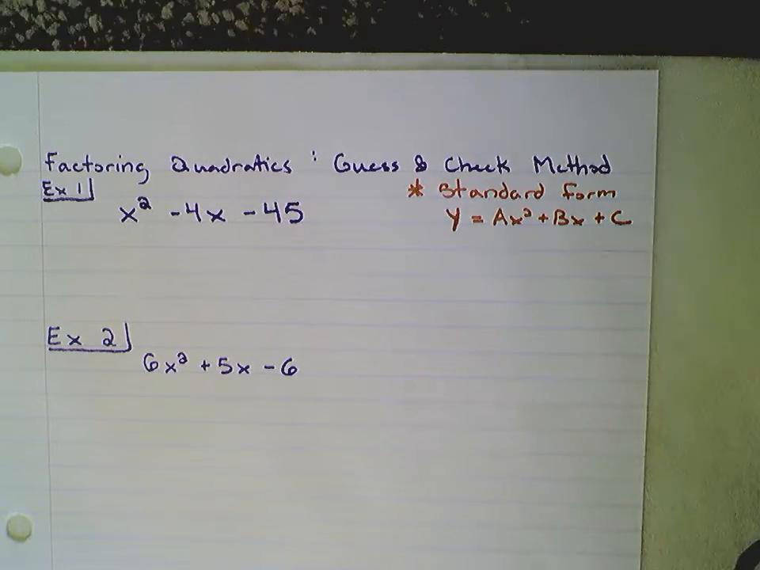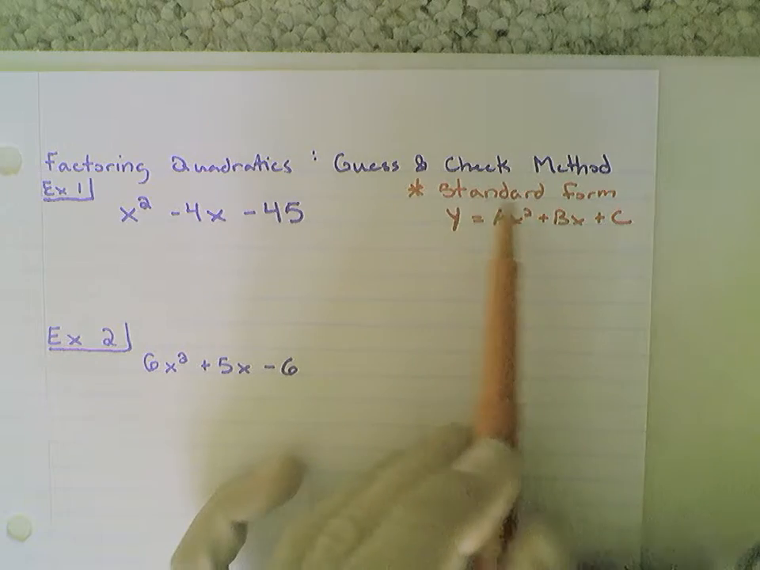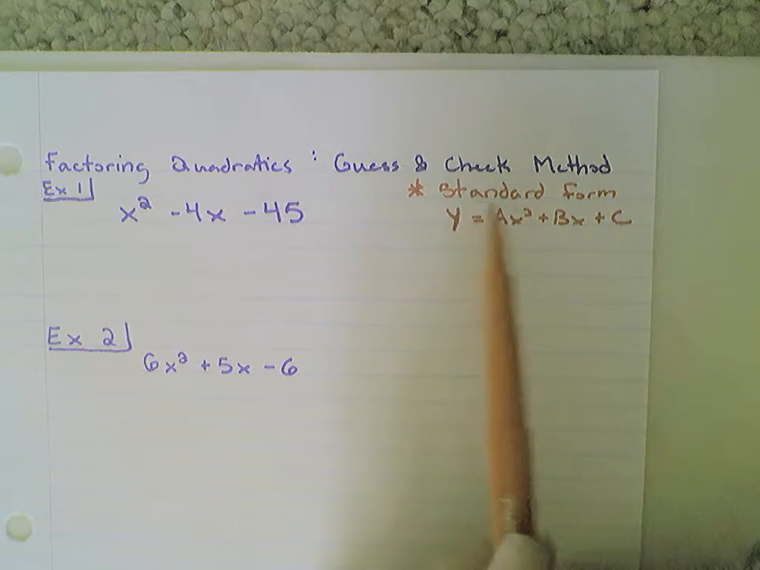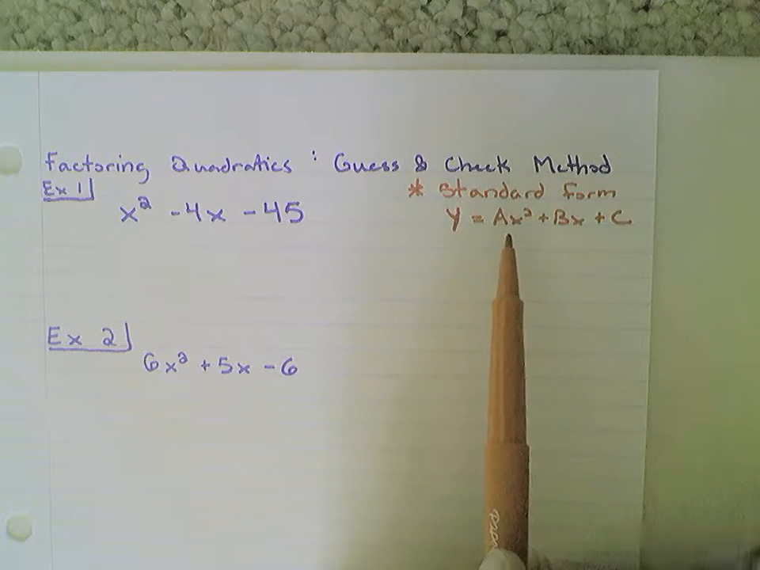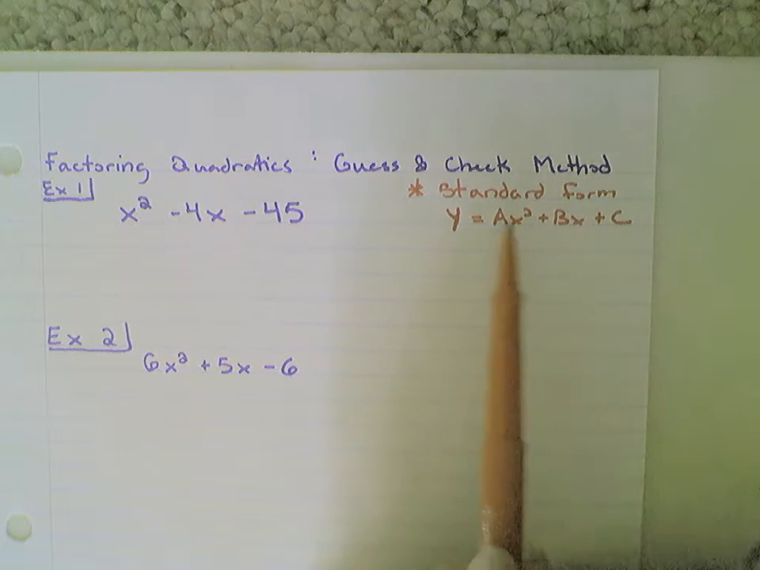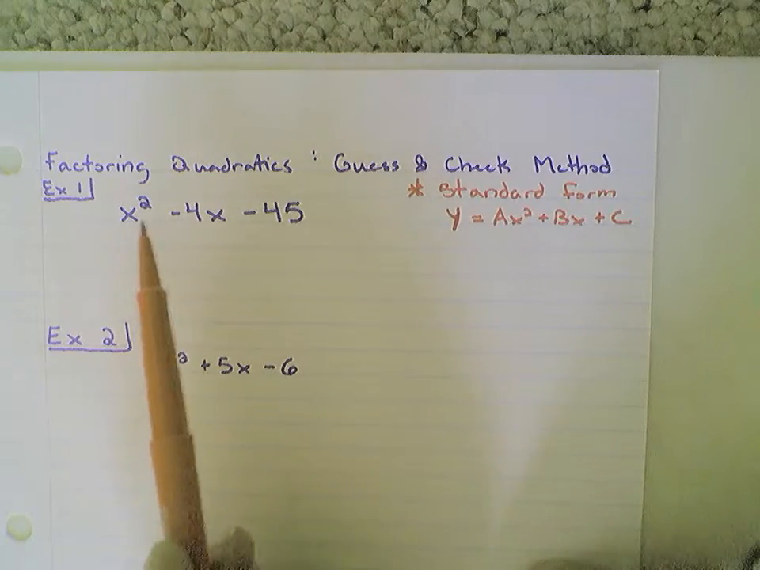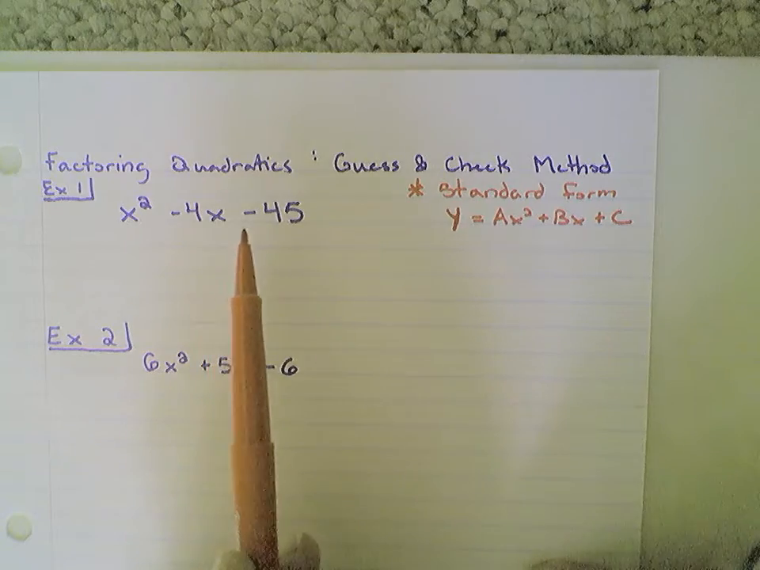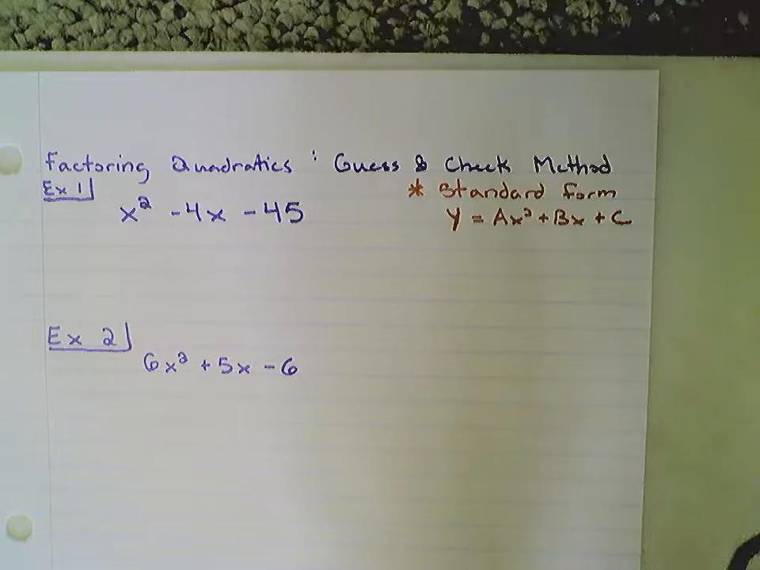Here we're going to look at two examples of factoring quadratics using the guess and check method. The first thing before we get started is that when we factor quadratics, they are in standard form, which is y equals ax squared plus bx plus c. So we should see an x squared term and an x term. If I look at my first example here, I do have an x squared term and then I also have an x term.